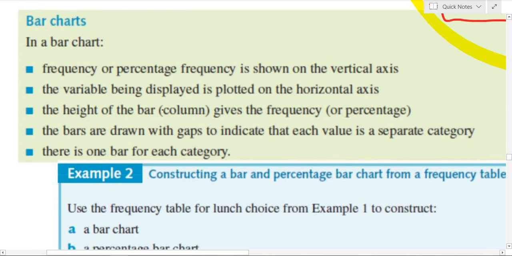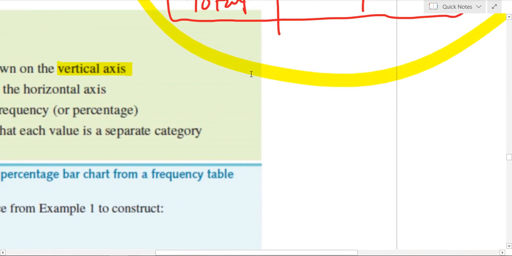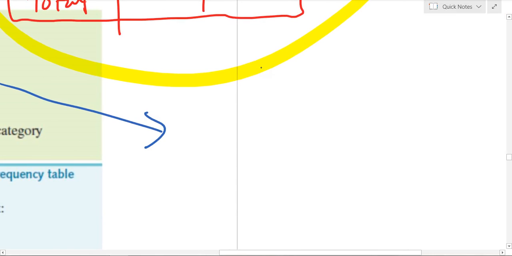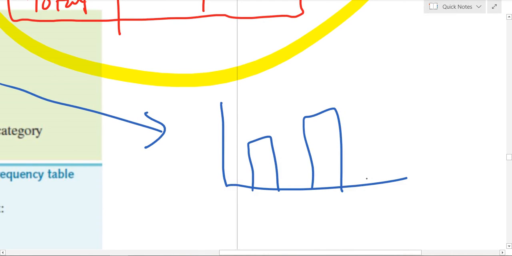Bar charts can either have, and this is a tricky part, the percentage or the frequency on the vertical axis, either or. So I'm just going to do a really quick drawing here. On your bar chart, let's say you have a bunch of bars. So it could be circle, square, and triangle. What's the most popular?